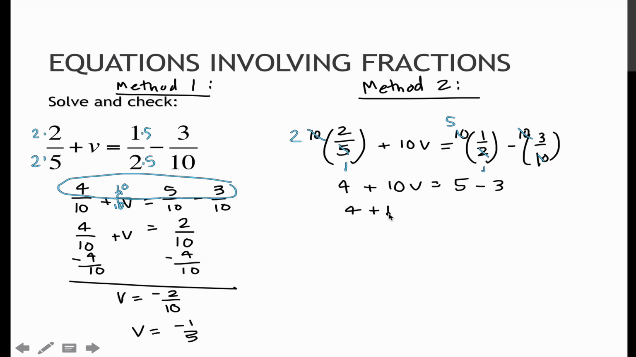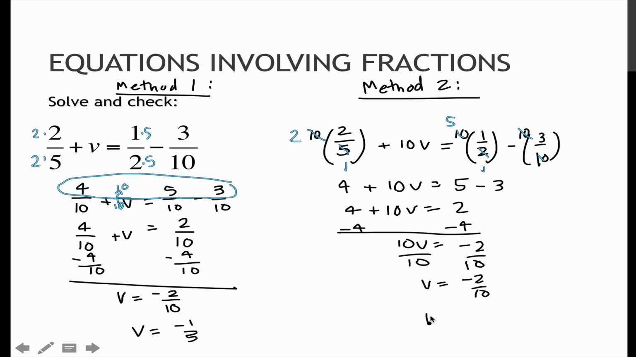I have 4 plus 10v equals 2. I'm going to subtract my 4, which gives me 10v equals negative 2. Divide by that 10, that gives me my negative 2/10, which still reduces to negative 1/5. So we got the same answer either way. I think method 2 is just a little bit easier, so that's what I'm going to use moving forward.